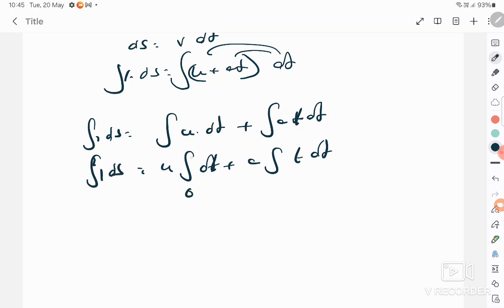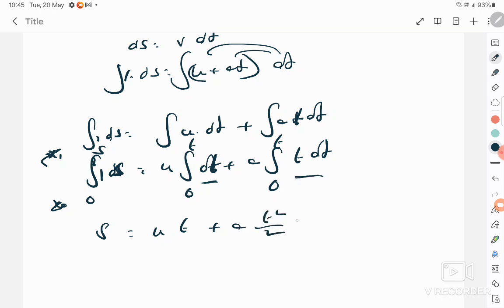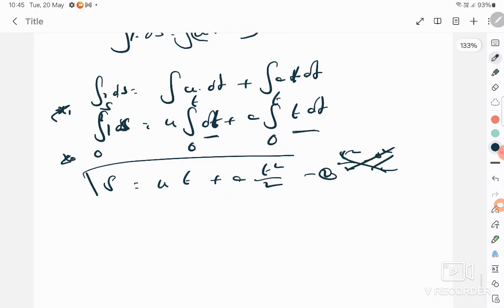Now this can be integrated from 0 to t because time is a variable. This is also 0 to t, but this is from 0 to s. Integration of 1 ds is s, upper limit minus lower limit is s. Sometimes they'll give you x1 minus x0, depending on the case, but we are taking it as 0 to s, is equal to u into 0 to t, integration of 1 dt is t, upper limit minus lower limit is t, plus a into integration of t dt is t square by 2, upper limit minus lower limit is t square by 2 minus 0 square by 2, still t square by 2. Thus you got the second equation of motion.